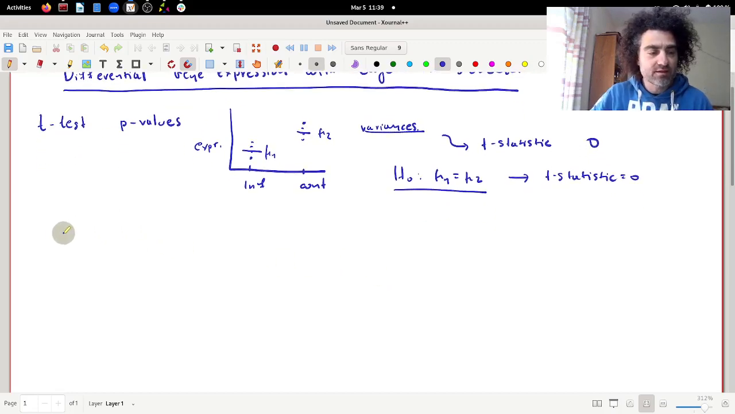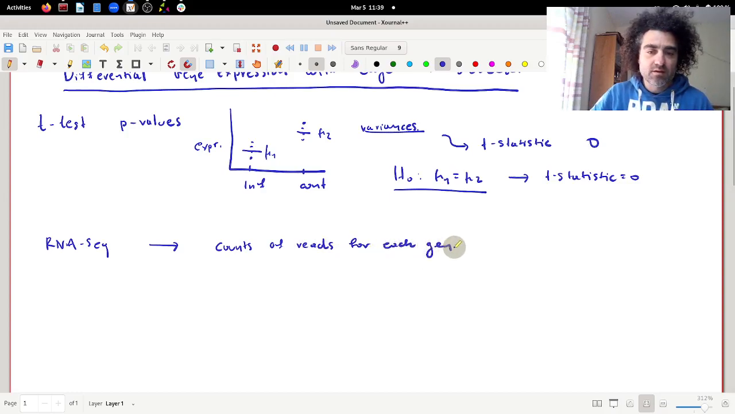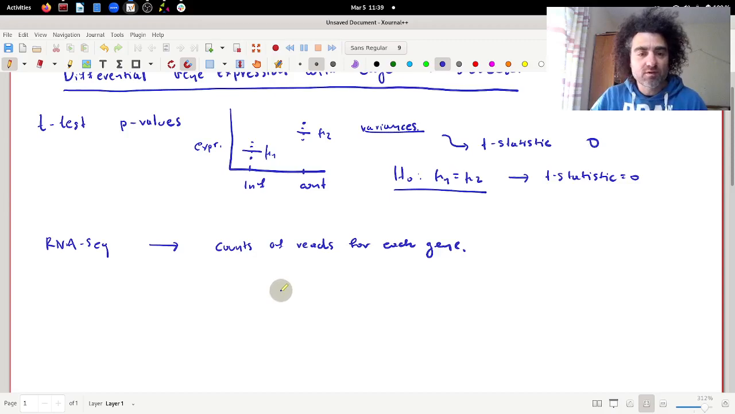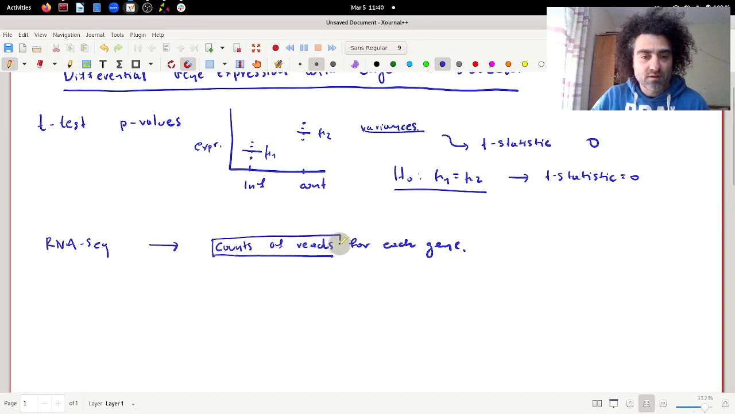When we analyze RNA-seq data, then we usually end with counts of reads for each gene. Now, it is important to understand that when we deal with count of reads, these are integers, we cannot really apply the t-test.